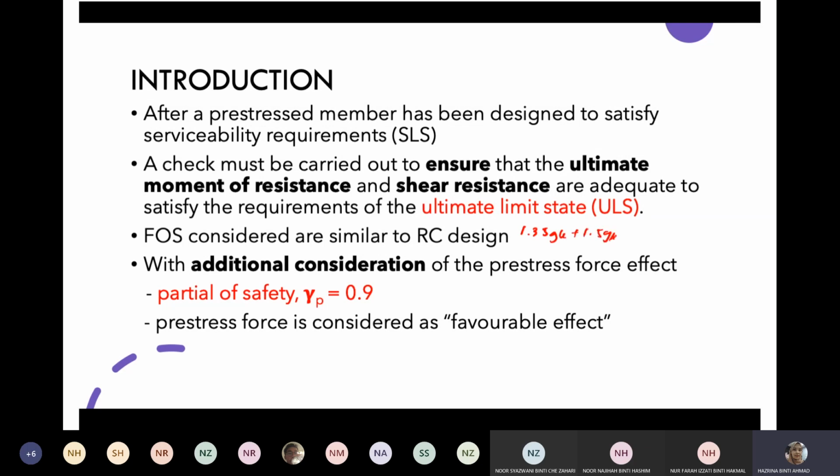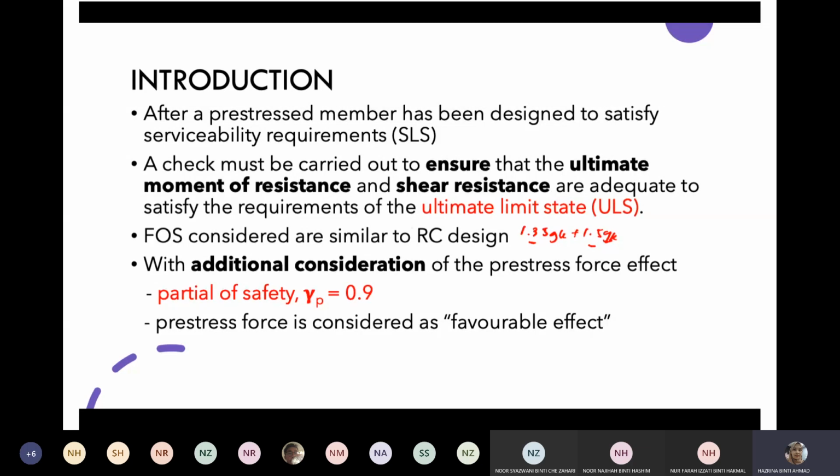So the factors of safety are 1.35 and also 1.5, right? So it is similar to the RC design, because this factor of safety is not only particularly for RC design, but it is also for the ultimate limit state, right? So when we are calculating for the ultimate design moment, we are going to use this factor of safety as well, with additional consideration of the pre-stress force effect, right?